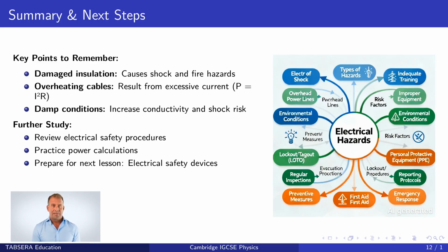Let's summarize today's lesson. The key points to remember are, first, damaged insulation causes shock and fire hazards. When protective material fails, conductors become exposed, creating dangerous situations for people and equipment. Second, overheating cables result from excessive current according to P equals I squared R. Power increases with the square of current, so small current increases cause large temperature rises.